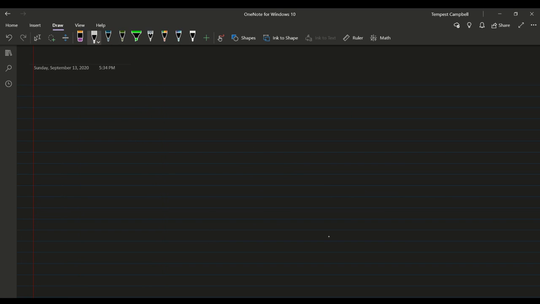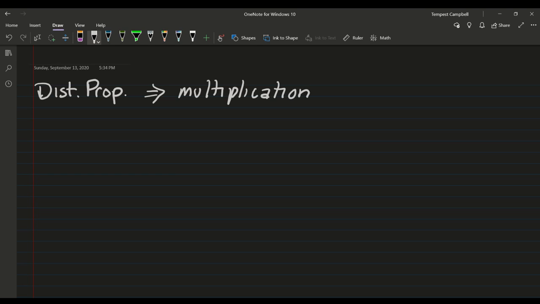the definition when we're talking about the distributive property, and I'm going to abbreviate it like this. The way to think about the distributive property is that it's just multiplication over addition and subtraction. It's that idea that we can have something and distribute it over addition and subtraction.